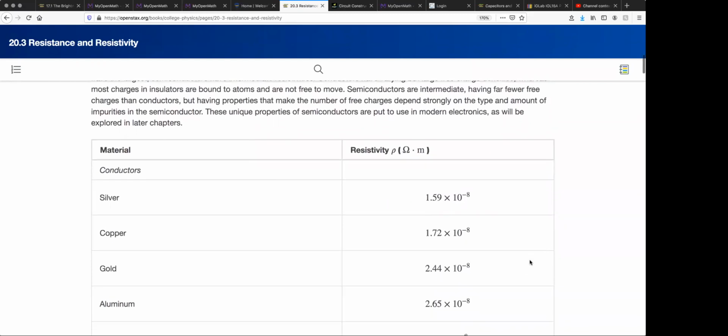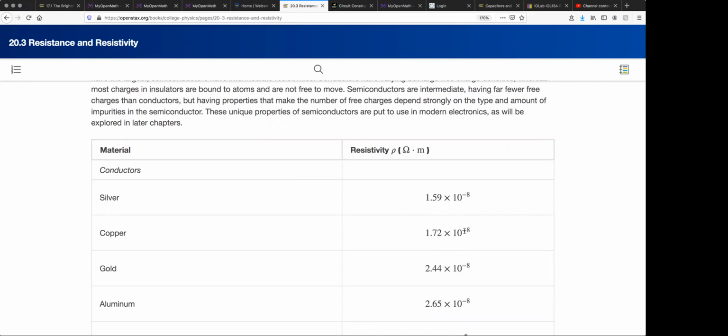Here you have the resistivities of several conductors. Silver 1.59 times 10 to the minus 8, copper 1.72. The lower the resistivity, the better the conductor it is. So silver is a great conductor. Copper is also a great conductor, but not as good as silver.